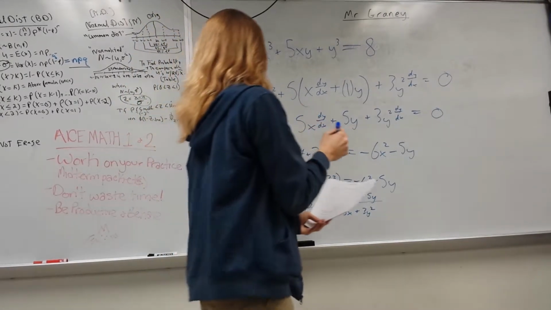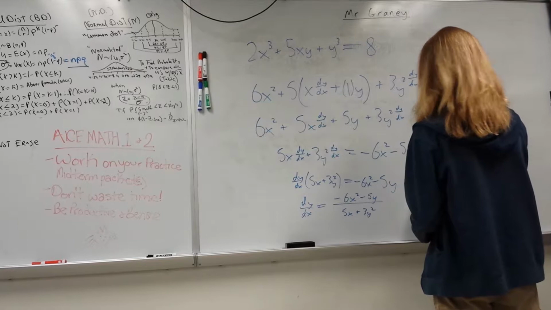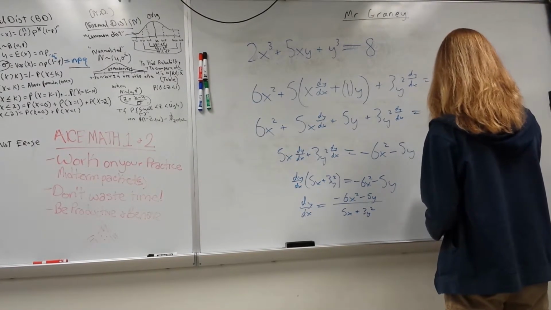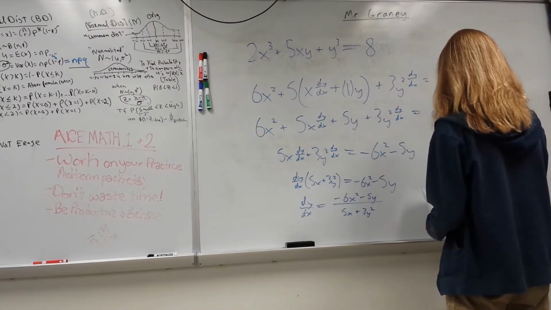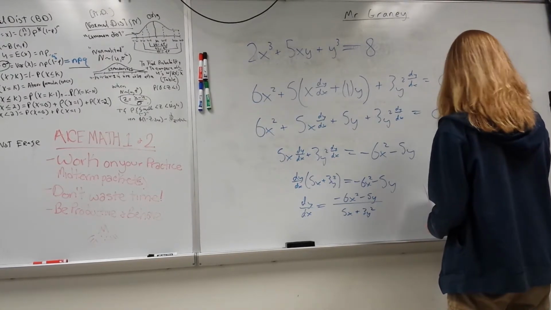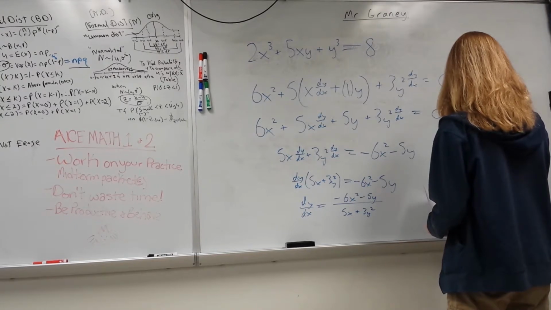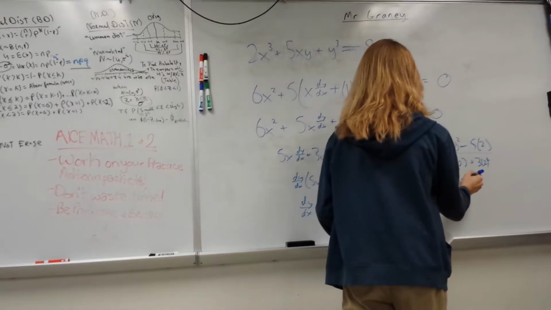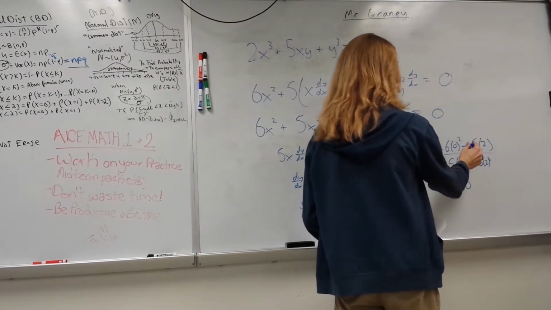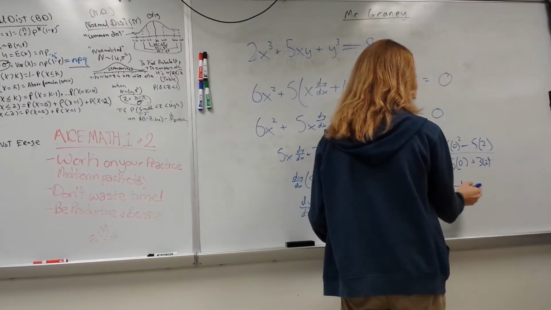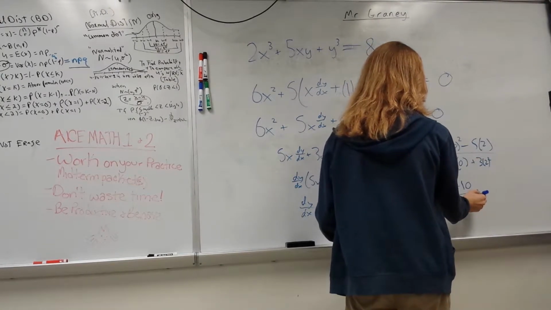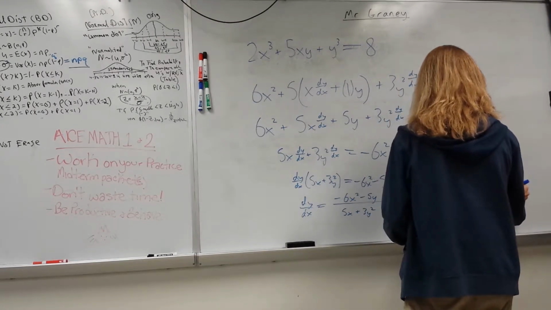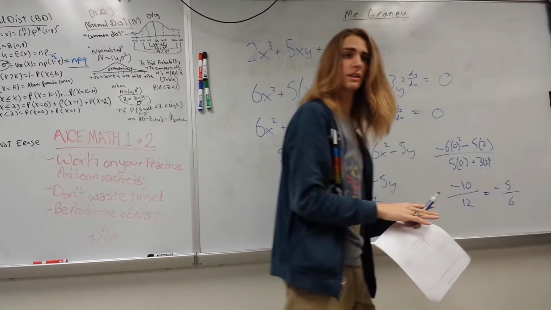So now we plug in both 0 and 2 to have negative 6 times 2 squared, minus 5 times 2, over 5 times 0 plus 3 times 2 squared, and that becomes negative 10 over 4 times 2, that's 12. Yep. So negative 10 over 12. 5 over 6, is that what you said, Nick?